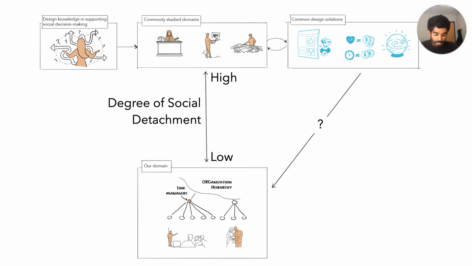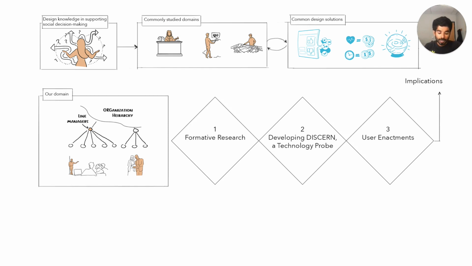So a study of line managers provides us the opportunity to evaluate premises reified in prior work under a new context. It allows us to explore the implications of their success and failure for the design of supports for social decision making more generally. In this paper, we present findings from our iterative design research that was aimed at understanding how line managers make decisions within their teams and identifying if and how digital tools can support it.